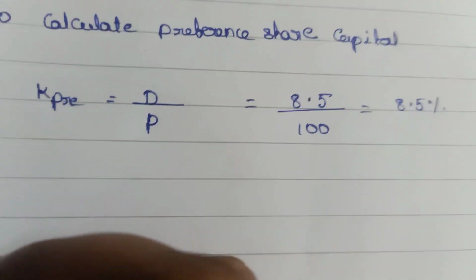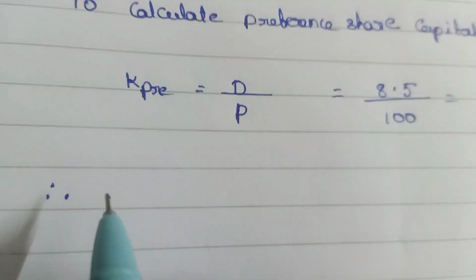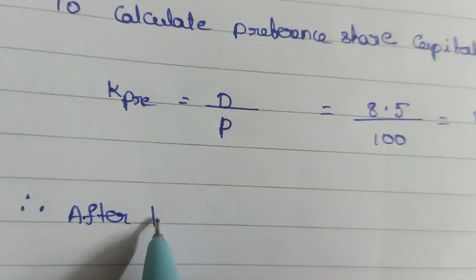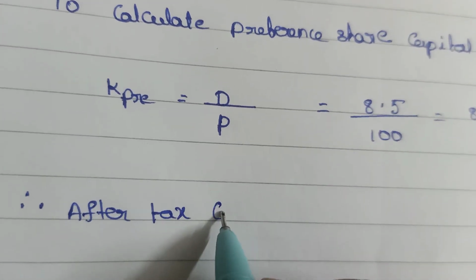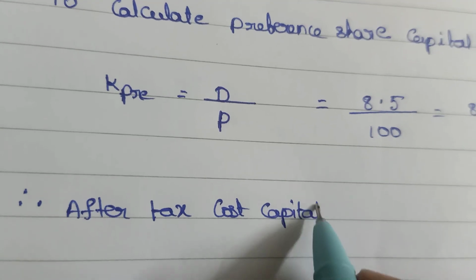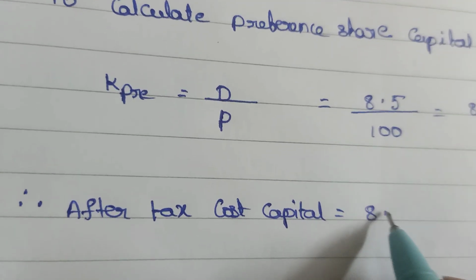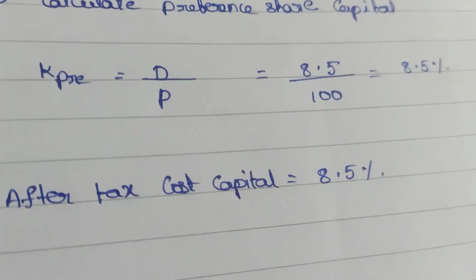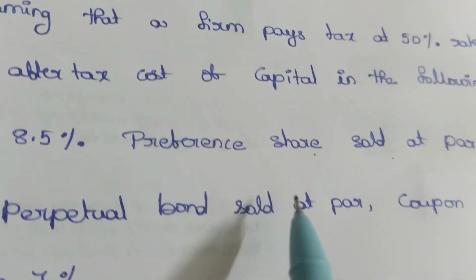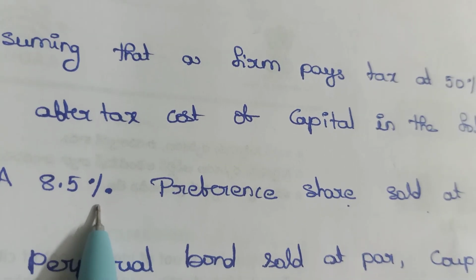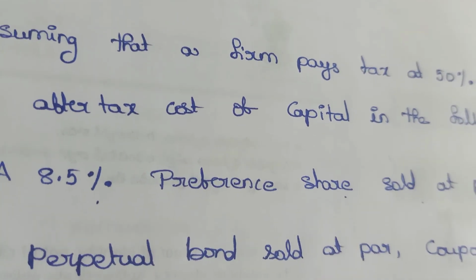Therefore, the after-tax cost of capital is equal to 8.5%. Whatever they have given in the sum, that 8.5% is the preference share sold at par, so that 8.5% is the after-tax cost of capital.